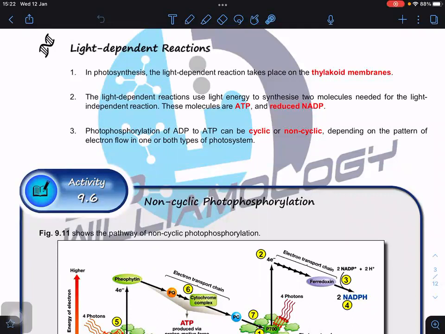Now, how about reduced NADP? To produce reduced NADP, you must have both photosystem 1 and photosystem 2 through non-cyclic. Are you clear? Reduced NADP must be non-cyclic because cyclic won't produce it. The cyclic photophosphorylation process won't produce reduced NADP.